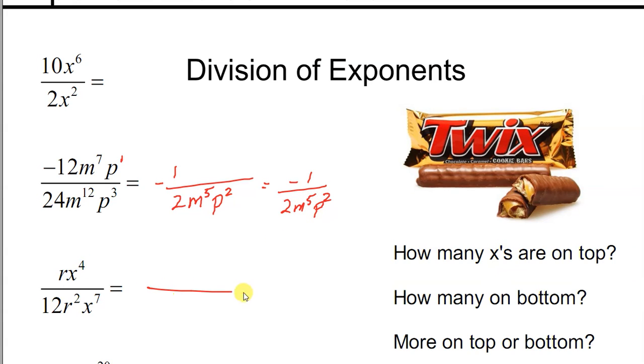This one, now the 12 is just a loner and doesn't have anybody to hang out with, so he's just going to be in the bottom. I have an r to the 1st over r to the 2nd. That's going to be an r to the 1st on the bottom. I have an x to the 4th, x to the 7th. That's going to be an x to the 3rd on the bottom. There we go. And I think that's it.